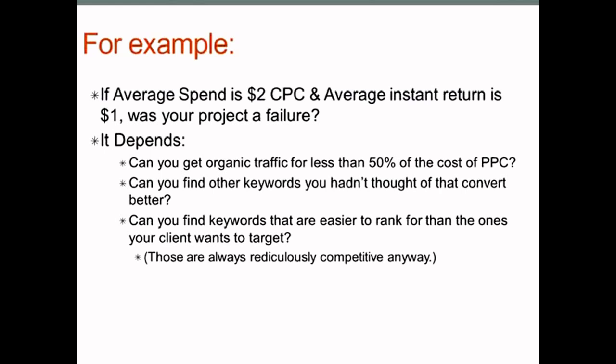And then the one other thing, too, is we talked about this a little bit before, and this is the mindset you need to go into when you consult with your clients. Just because the average spend might be $2 per click, CPC stands for cost per click, and the average instant return might only be a dollar. So in other words, you're losing 50 cents on the dollar. Does that mean it's a failure? My argument is absolutely not, because there are still a lot of other things you have to decide. Just because you lost 50 cents on the dollar, remember, this is research and development.